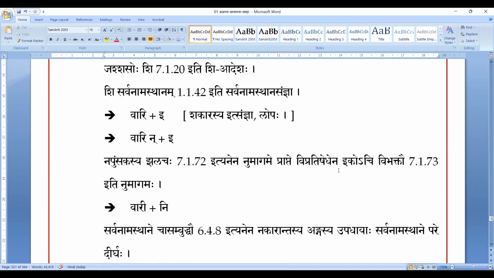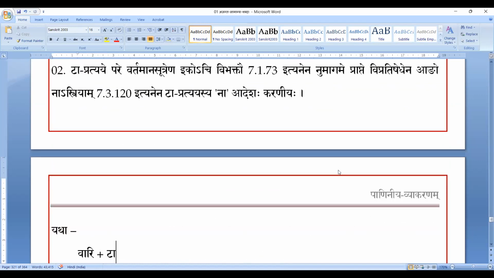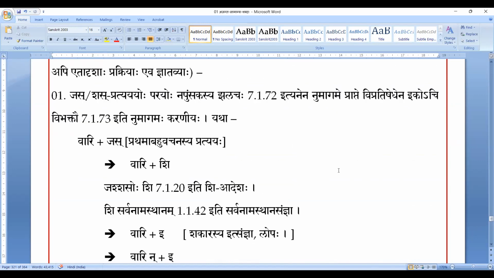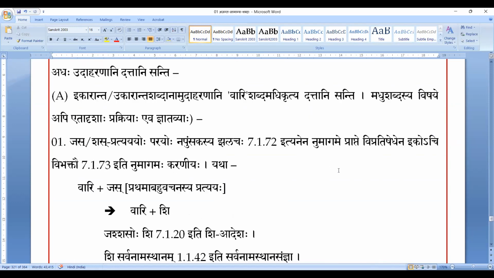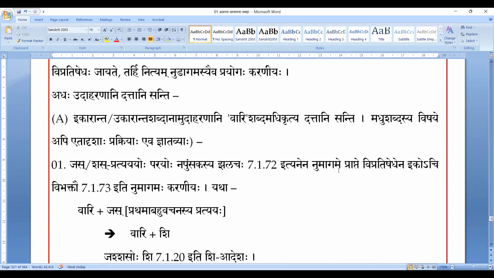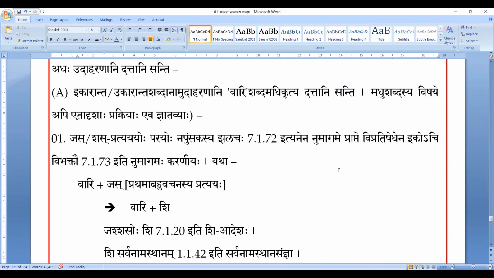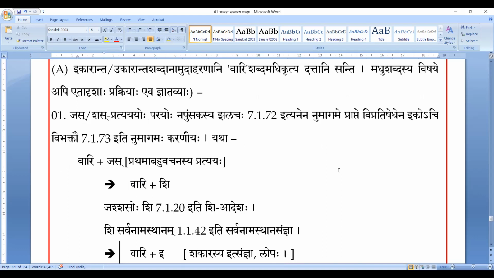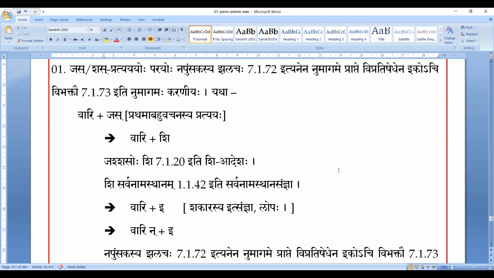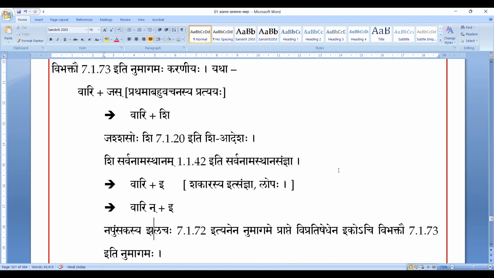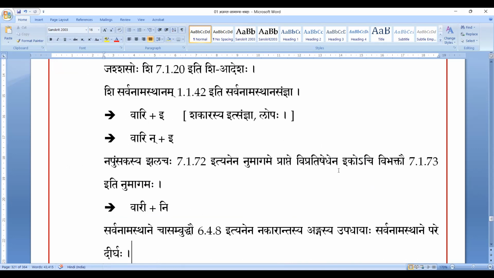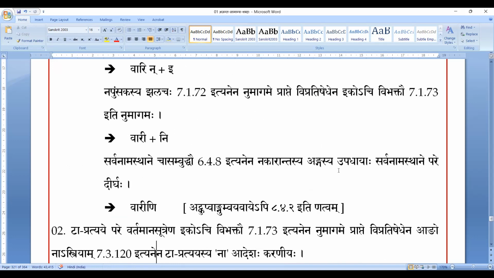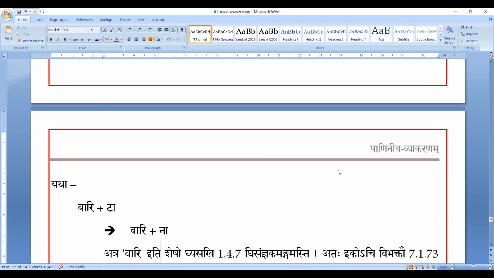We were discussing the Vari Shabda. Vari, Ikaranta, Ukaranta Shabdanam Udaharanani, Shabdam Adhikritya Dattani Santi. Vari plus jas, Sarvanamasthana Pratyaya, jas shoh shi Adesha, then Vari plus shi, Ajadi Bhakti Pratyaya Pare Num Bhavati, then Napumsakasya Jhalachaha iti anena num agame prapte vipratishedena Iko Achi Bhakto iti Num Agamaha. Then Vari ni iti rupam, sarvanamasthane cha sambuddhau dirghadeshaha.